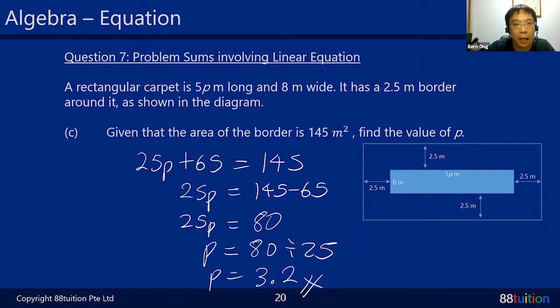Are you allowed to use decimal? Why not? Usually, sometimes, I like to present it as a fraction because the fraction is the most accurate answer. But 3.2, in a way, is the exact answer already, so it's okay also. Don't worry, 3.2. All very well. Not bad, huh?